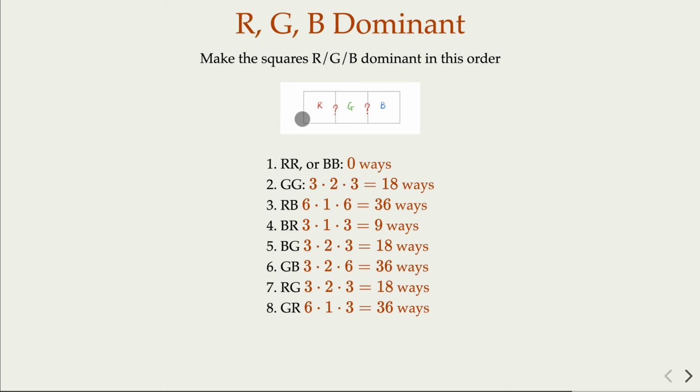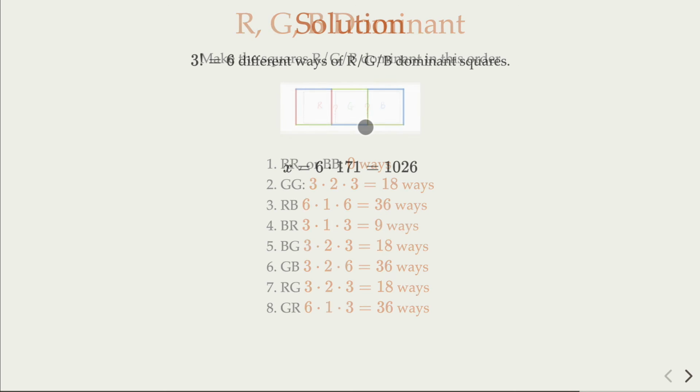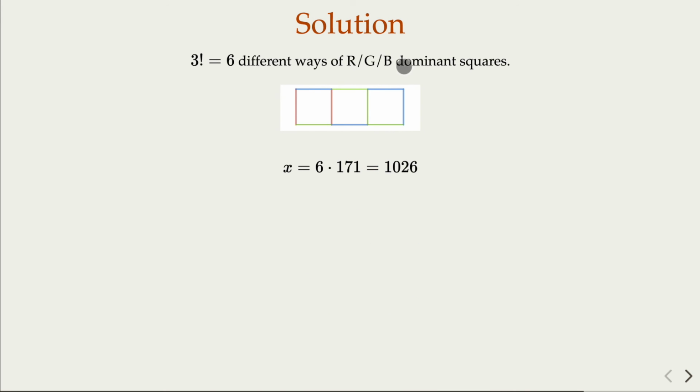Okay, so in other words, there are 171 ways to make this RGB, but in our original question, the order doesn't really matter. As long as each square is some color dominant, and one is R, one is G, one is B, there are 6 different orders for the RGB dominant, and each one has 171 ways, so the total is 1026 ways of making the squares R, G, and B dominant.